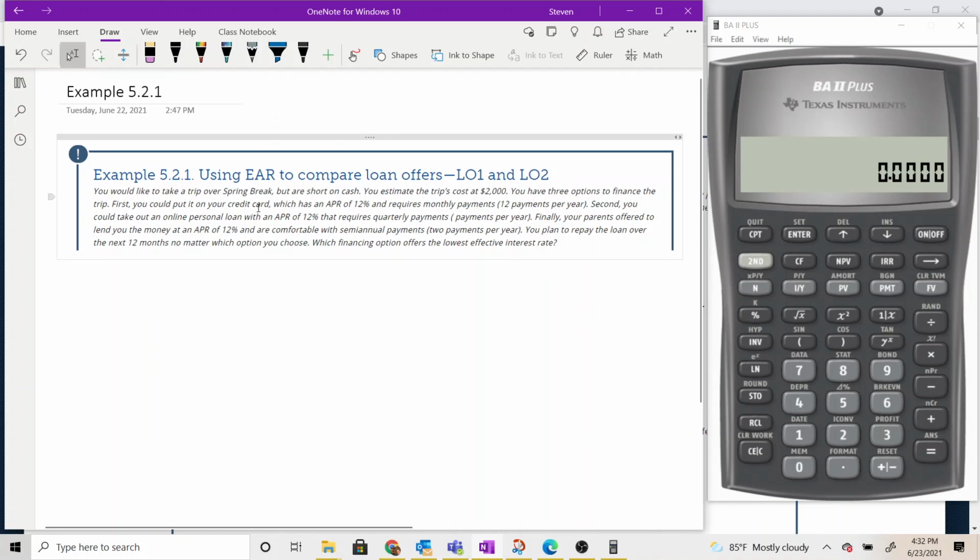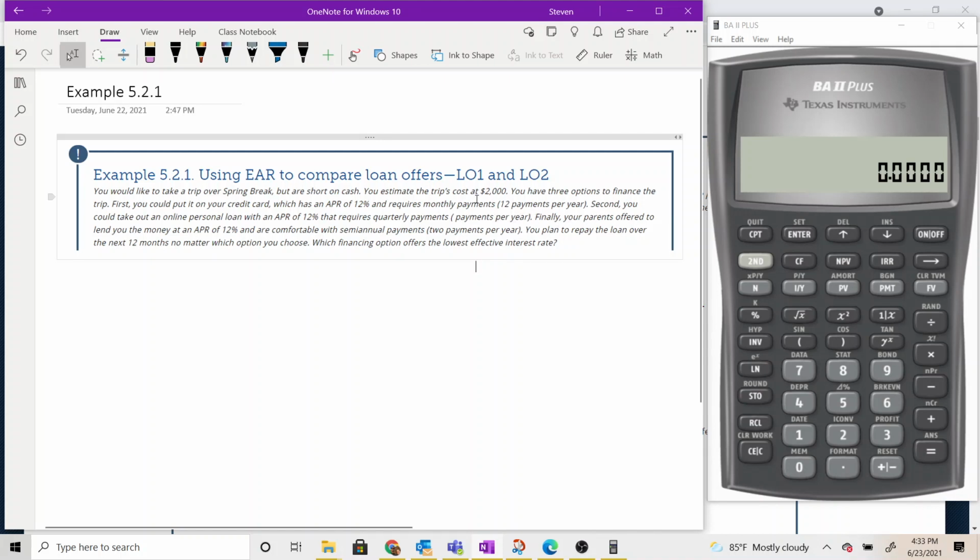First, you could put it on your credit card, which has an APR of 12% and requires monthly payments, which is 12 payments per year, of course. Second, you could take out an online personal loan with an APR of 12% that requires quarterly payments, which should say 4 payments per year. Once per quarter or once every 3 months would be 4 times per year.